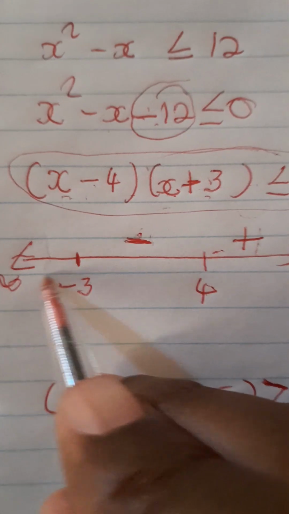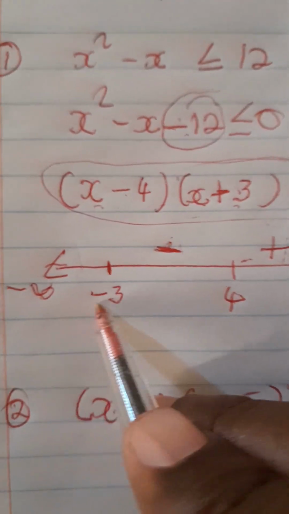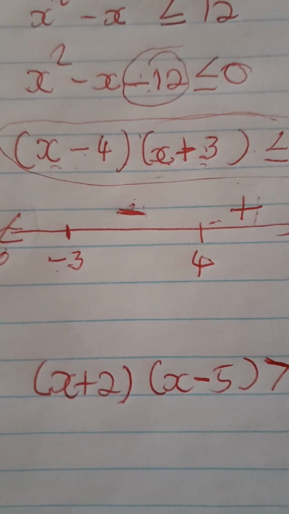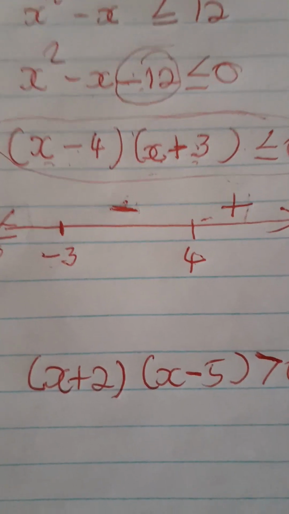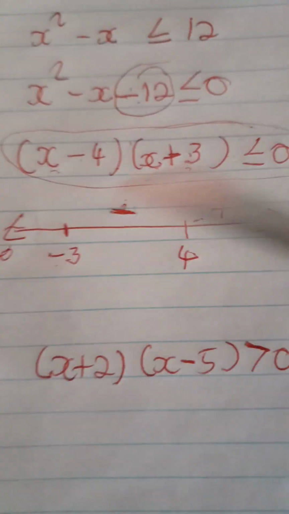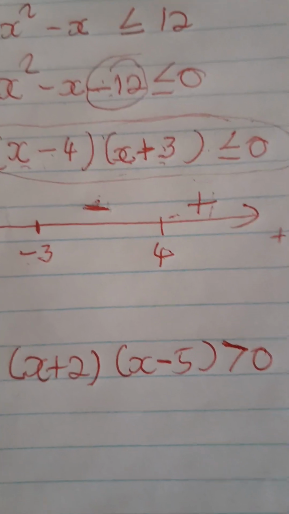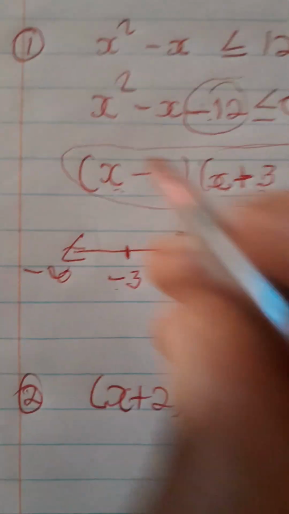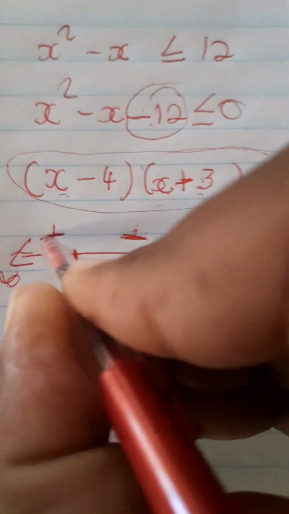So let's plug in values that are between negative infinity and negative 3. Let's try to plug in negative 4. You can plug in any value in this region. So let's see, if we plug in negative 4, what are we getting there? We're getting positive 8, meaning that this side is going to be positive.